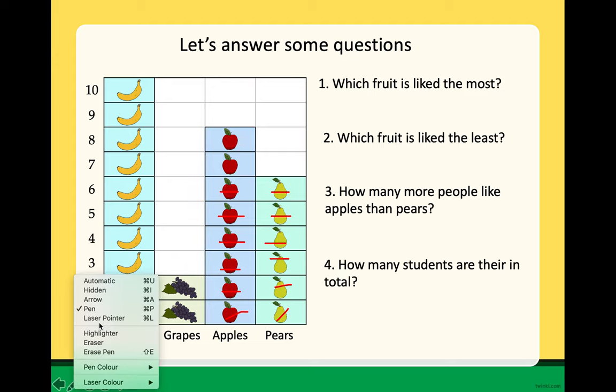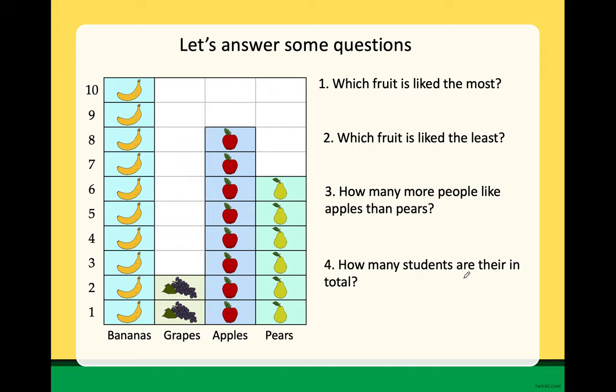Now we can move on to the next question. How many students are there in total? So now we're going to count all of them together and see how many students voted for their favorite fruit. Let's count. Here we have 10, so we can count on 10, 11, 12, 13, 14, 15, 16, 17, 18, 19, 20, and then 21, 22, 23, 24, 25, 26. So there were 26 students in total that voted for their favorite fruits.